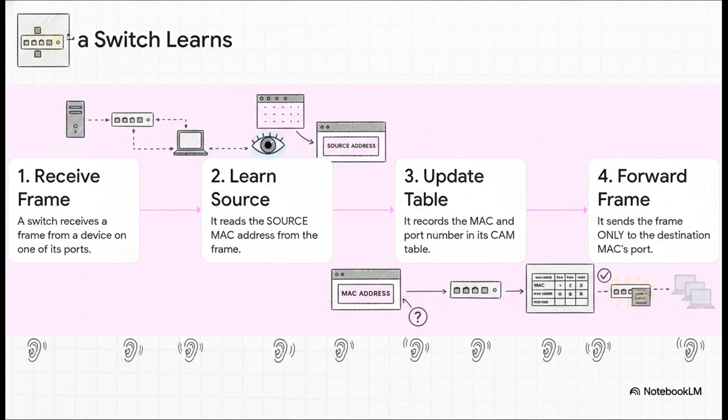So let's walk through it. A message, or a frame, arrives. The first thing the switch does is it looks at the sender's MAC address. It learns. It says, aha, this device is on this port, and it records that in its CAM table. Then and only then does it look at the destination address, check its table to see where that device lives, and forwards the frame only to that one specific port. It literally learns by listening.